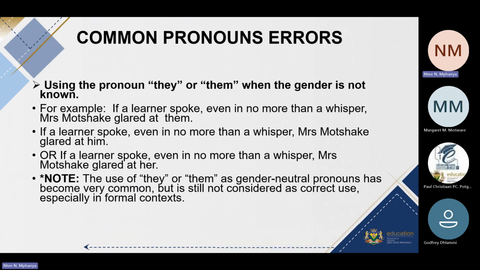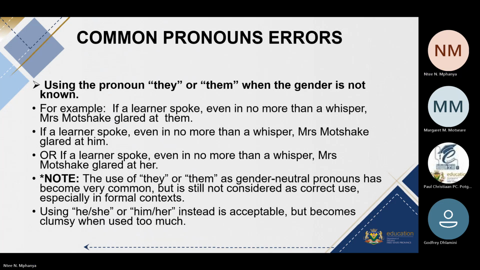Note, the use of they or them as gender-neutral pronouns has become very common, but it is still not considered correct use, especially in formal contexts. Remember, when you teach in class, we use formal English. That's why we are very strict on WhatsApp text or WhatsApp language. We have to stick to formal context. Using he or she or him or her instead is acceptable, but becomes clumsy when used too much, as I've already mentioned.